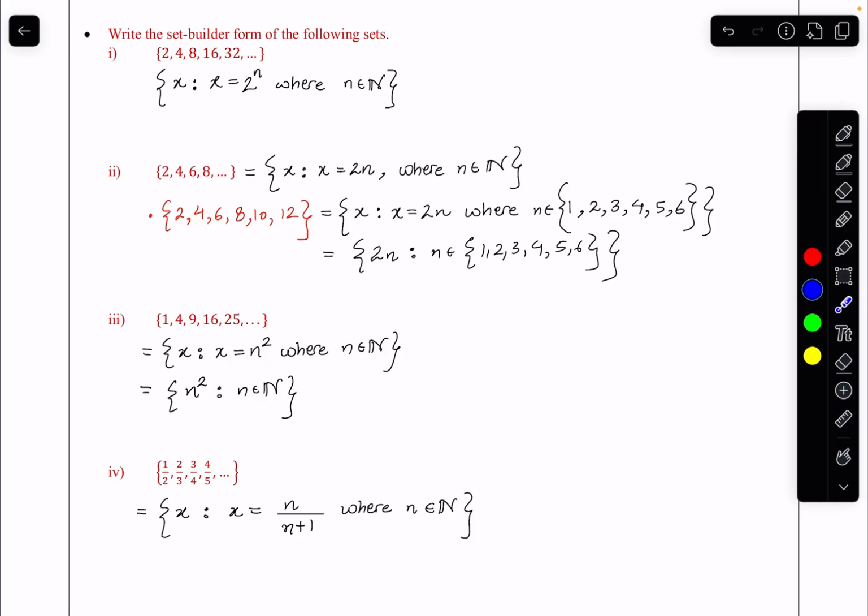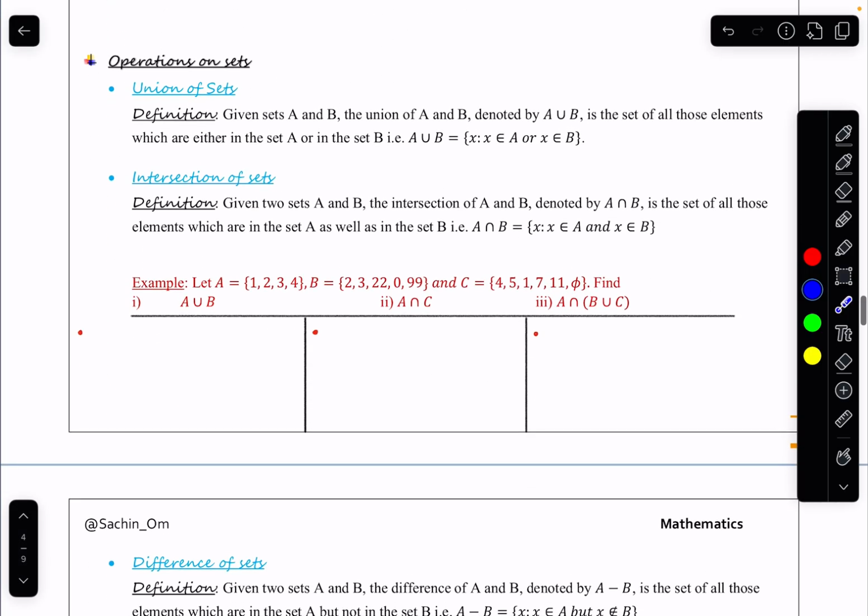So moving on, we'll talk about operations on sets now. So we are going to consider three operations for now. One is union of sets, the second one being intersection of sets, and the third one being difference of sets. Now, definition of union of sets is simple. I'll just illustrate it through an example. When you're talking about union of sets, you simply collect the elements which are there in A, which are there in B.